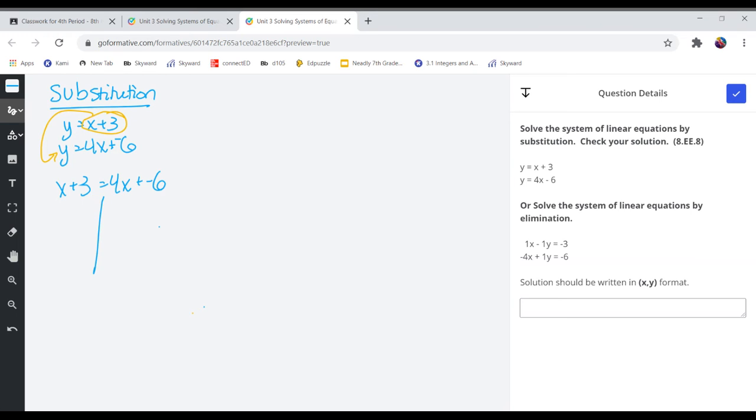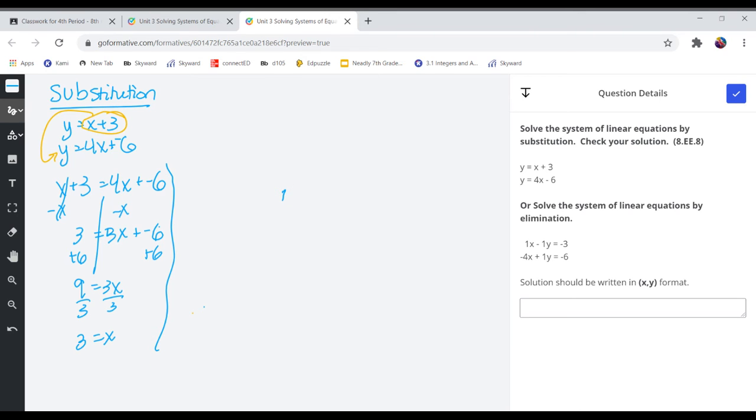Extend my equal sign. I'm going to subtract x from both sides. That leaves me with 3 equals 3x plus -6. I'm going to add 6 to both sides. 9 equals 3x. I'm going to divide both sides by 3. 3 equals x. So I have my x value.